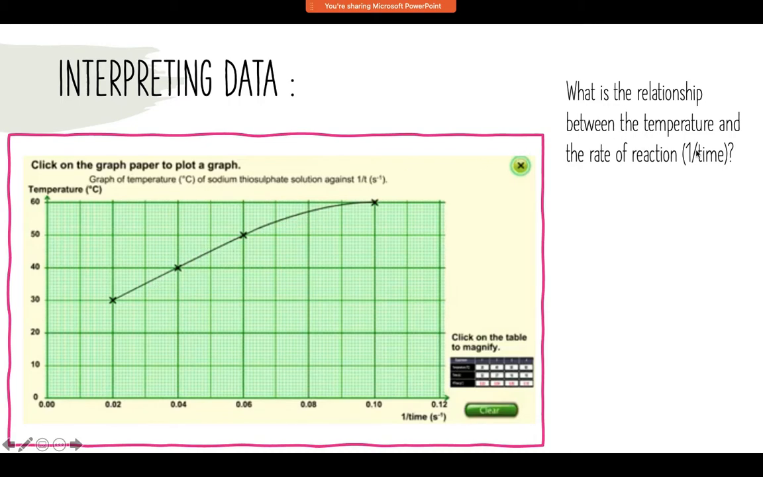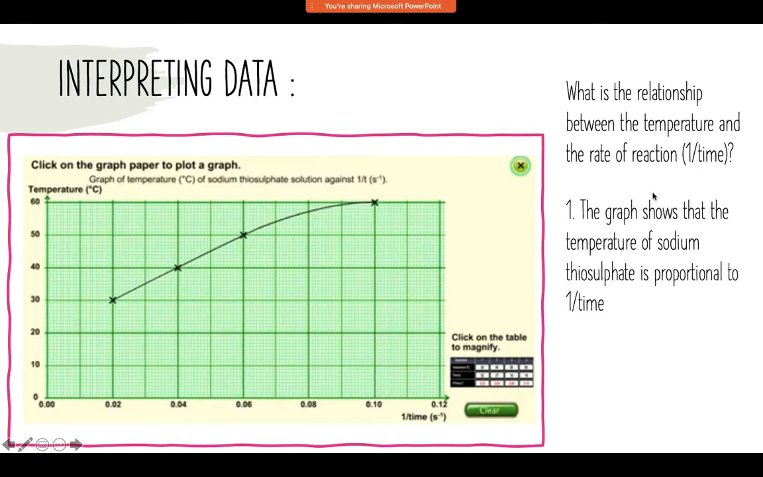What is the relationship between temperature and rate of reaction, or the 1 over time? So from the graph, it shows that the temperature of the sodium thiosulfate solution is proportional to the 1 over time, or proportional to the rate of the reaction. So, the higher the temperature, the higher the rate of reaction.